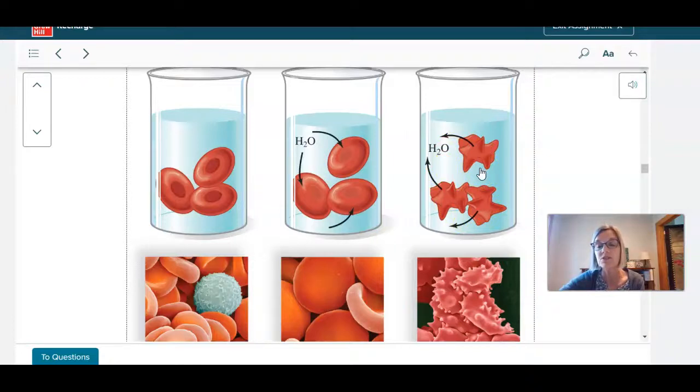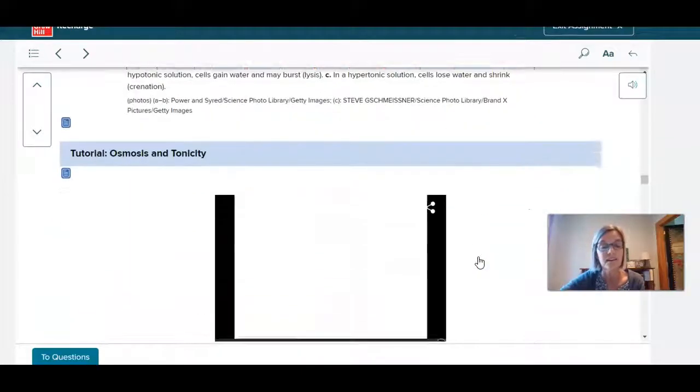Now, what our bodies do is our kidneys regulate the amount of salt and water in our body fluids, doing what they can to keep our fluid at an isotonic solution.